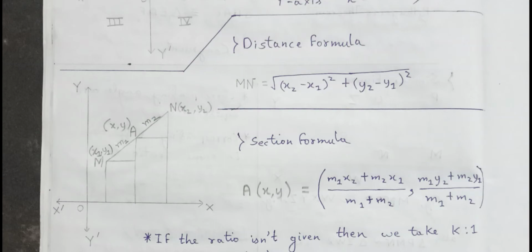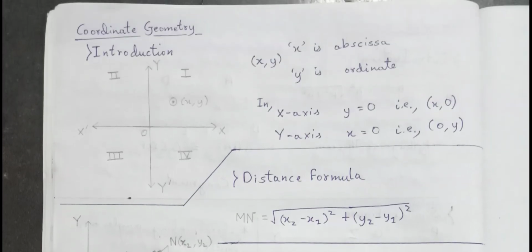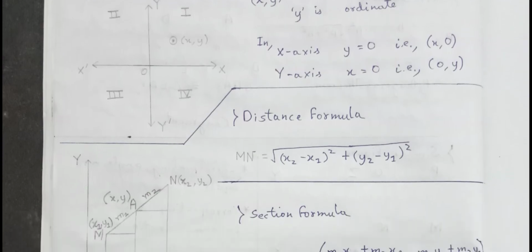It is like that: root over (second abscissa minus first abscissa) the whole square plus (second ordinate minus first ordinate) the whole square. Get clear a bit? The abscissa and ordinate are x and y respectively. Got it?